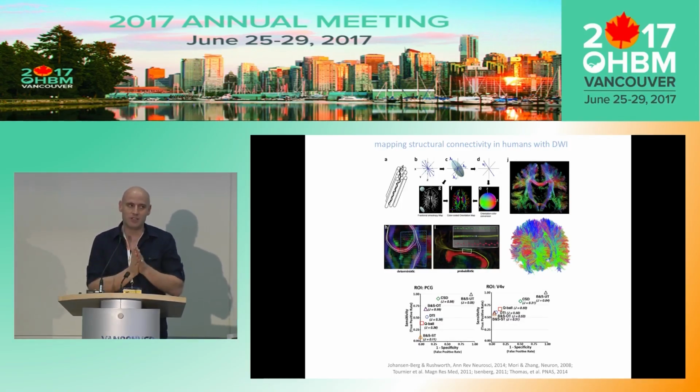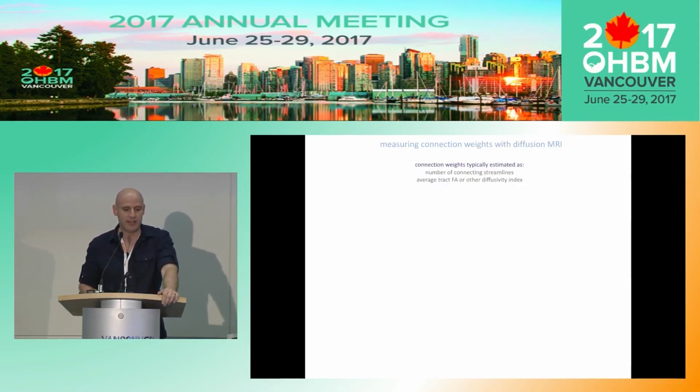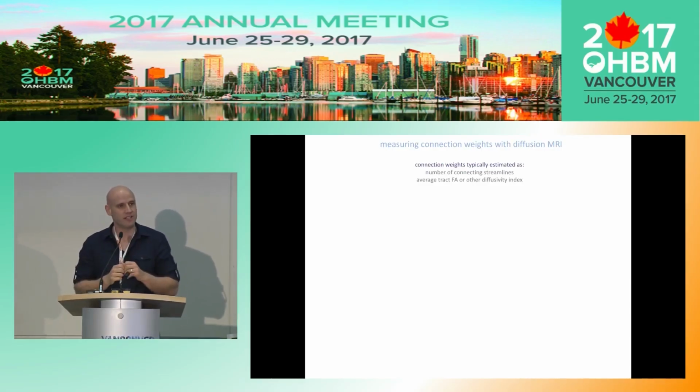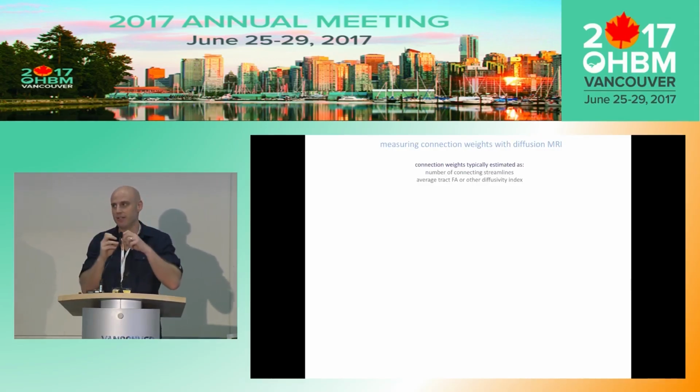And so we need to determine where we want to sit on that trade-off. Andrew Zaleski will talk a bit about how that trade-off impacts network analyses in the next talk. One thing I do want to point out is that with diffusion MRI, we typically estimate connection weights as either the number of streamlines that we reconstruct that connect two areas, or some measure of putative tract integrity averaged across that track, such as average fractional anisotropy.